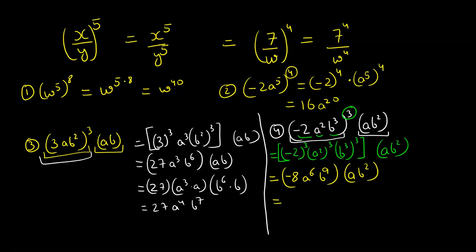So for this one, we multiply all the numbers with each other, all the variables with each other. A will go with a, the same ones. B will go with b. So -8 is alone because that's the only number. For a to the power of 6 we multiply it with a, and b to the power of 9 we multiply it with b squared. So now we get -8, a to the power of 7, b to the power of 11, and that is our final answer.